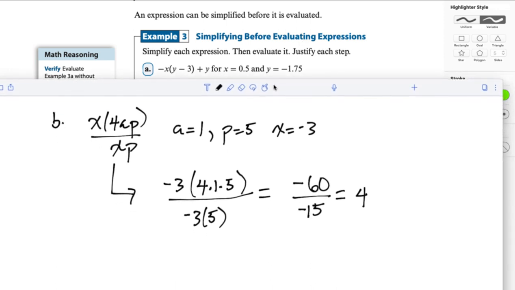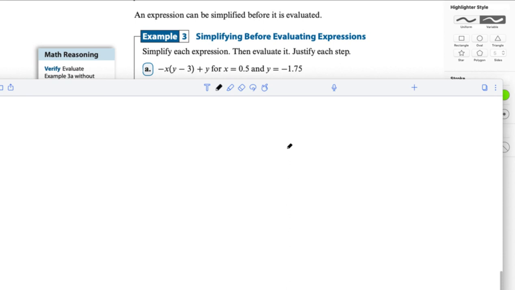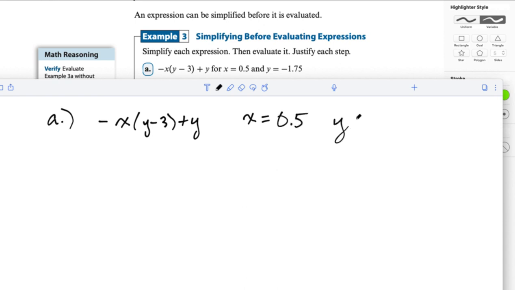So they're asking us, okay, so here's the deal. We're going to simplify before we evaluate. So what that means is we're going to make the expression look a little bit less intimidating before we actually evaluate. So here's our expression. x is equal to 0.5 and y is equal to negative 1.75. So how can we simplify this?